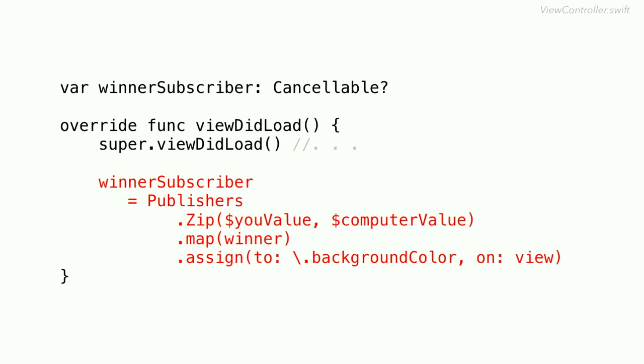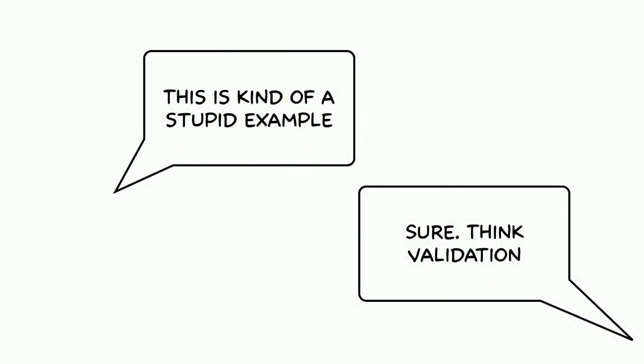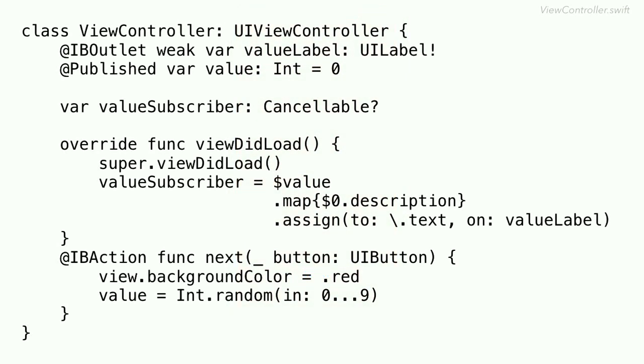And so, okay, it is kind of a stupid example, but we can do validation, although I'm going to have a stupid example of validation. And in my validation example, if you're odd, you're not valid. If you're even, you are valid. And so what that looks like here is I have an outlet for my label. I have a published value for my int, and I'm just going to see, is it odd or even?